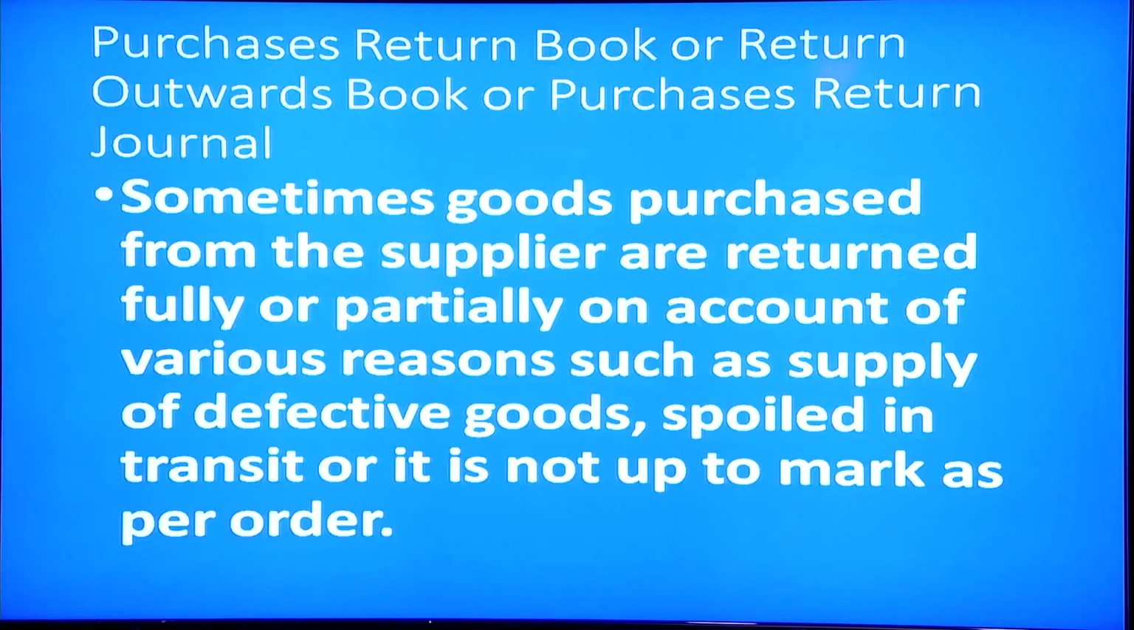Sometimes goods purchased from the supplier are returned either fully or partially. Why are we returning? Because it can be defective goods or it can get damaged due to transit or it is not up to the mark as per our order. That will be recorded, that is purchased goods when returned, it will be recorded in the purchases returns book. Another name of it is returns outward book or purchases return journal.